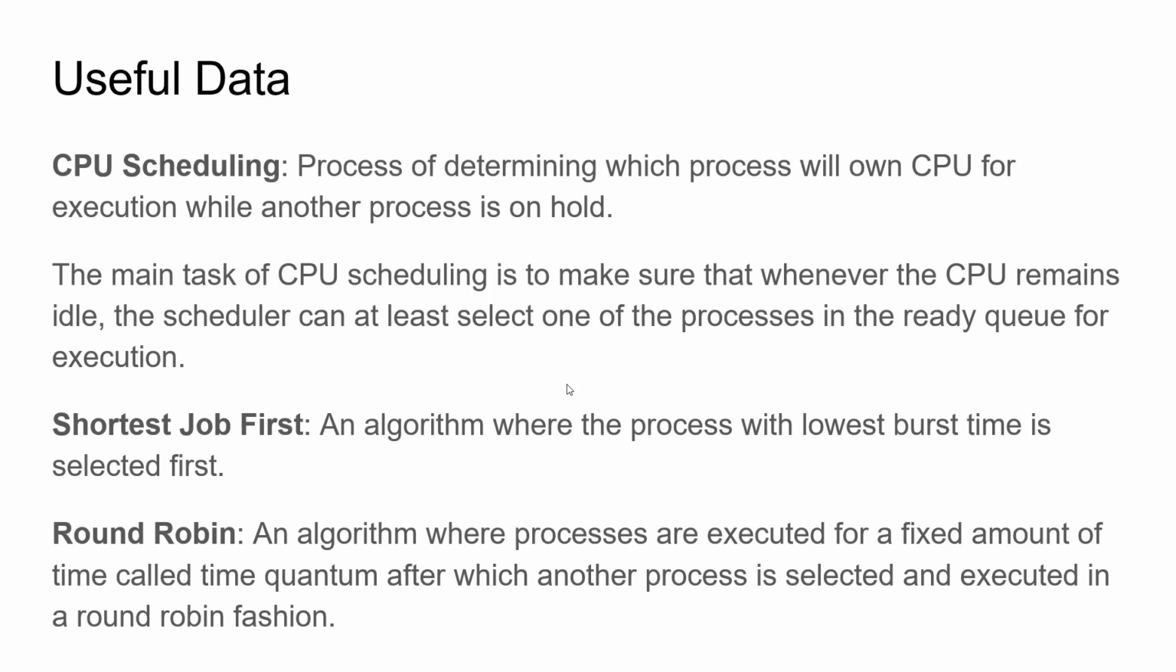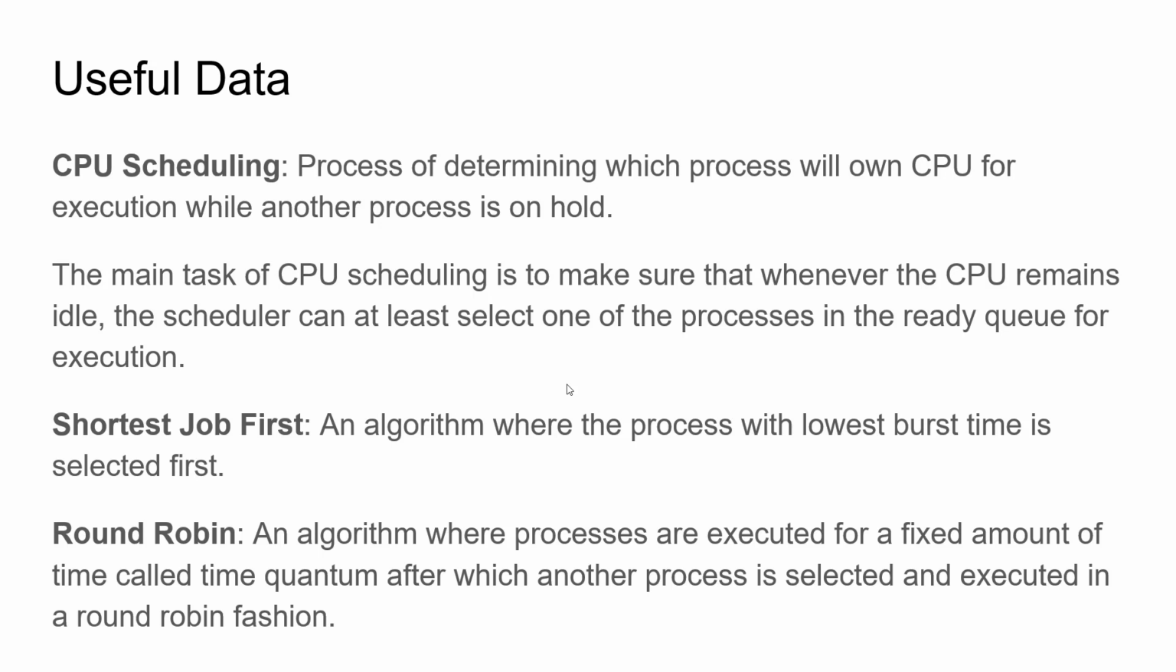So, what is CPU scheduling? CPU scheduling is a process of determining which process will own the CPU for execution while another process is on hold. So if we have a set of processes in the ready queue, which process will get selected from the ready queue will be determined by the CPU scheduling. Now, the main task of CPU scheduling is to make sure that whenever the CPU remains idle, the scheduler can select at least one of the processes in the ready queue for its execution.